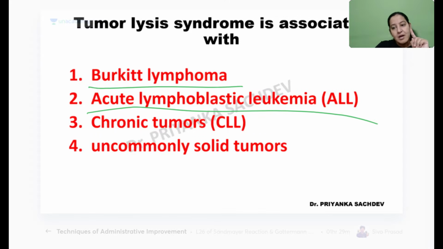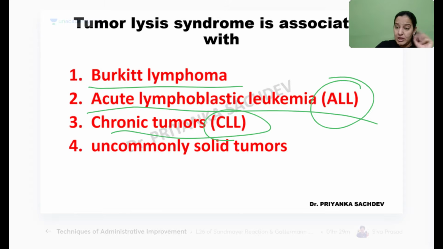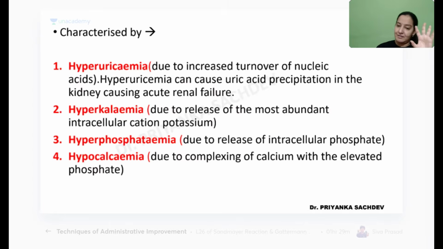There are four types of leukemia, right? Acute and chronic, myeloid and lymphoid: ALL, AML, CLL, CML. Out of these, it is ALL and CLL, blood cancers, and also other leukemias, and uncommonly solid tumors also. So these are the examples. And what things are there? I have already explained hyperuricemia. Tell me the reason why hyperuricemia.